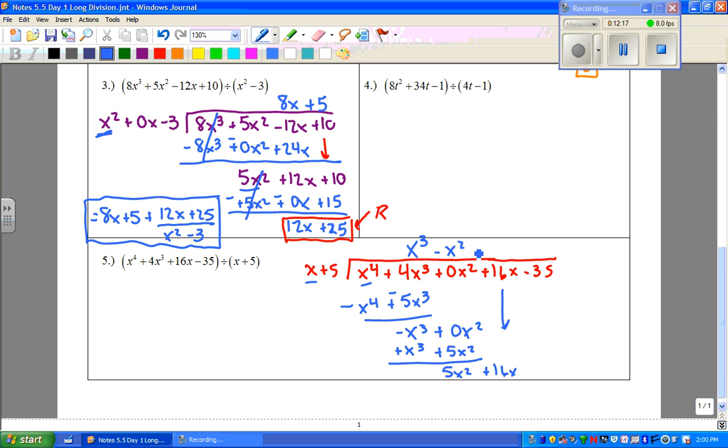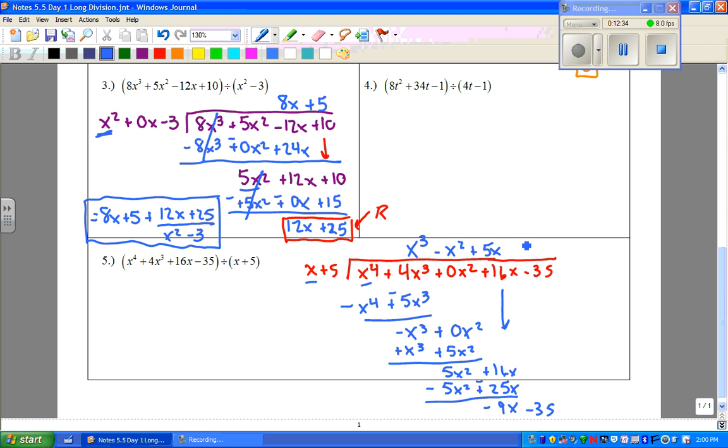You got to multiply that by a plus 5x. Then you're going to have 5x squared, all right, plus 25x. Switch the sign, switch the sign. So I'm going to be left with a minus 9x minus 35.